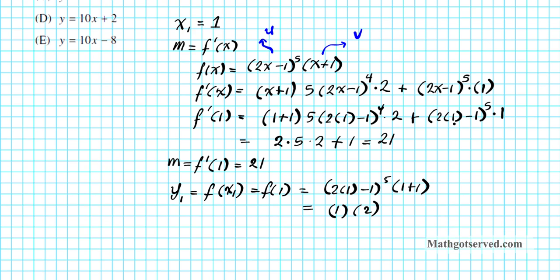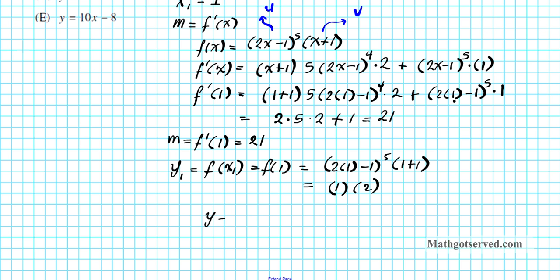Okay? So let's rewrite our original formula. The point-slope form: y minus y1 equals m times x minus x1. Plug in the measures we have. Y minus y1. What is y1? Again, 2. Y minus 2 equals, the slope is 21, times x minus x1, which is 1. Okay? So we have to put this in slope-intercept form.